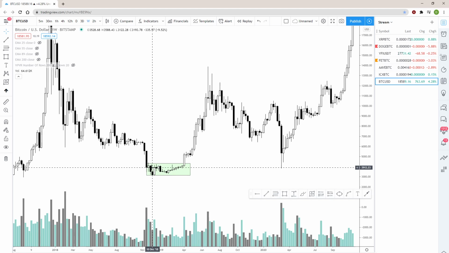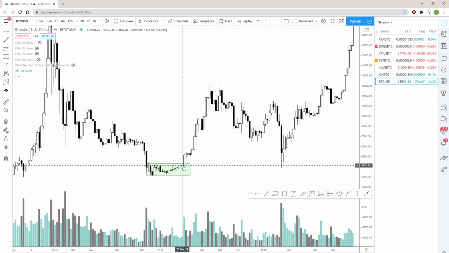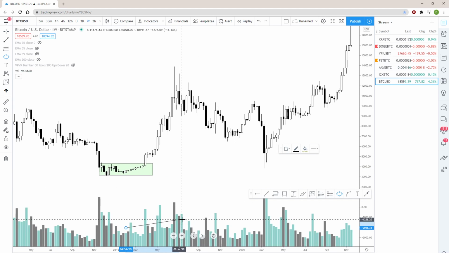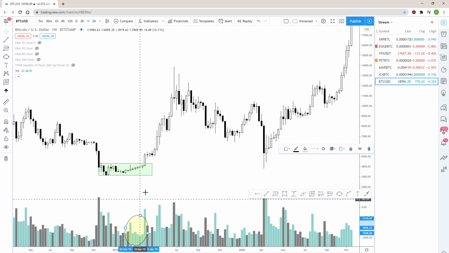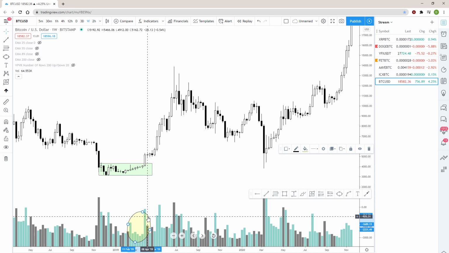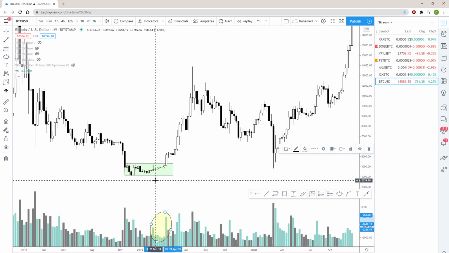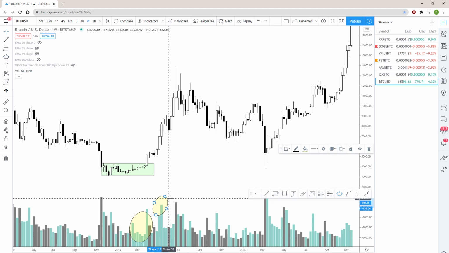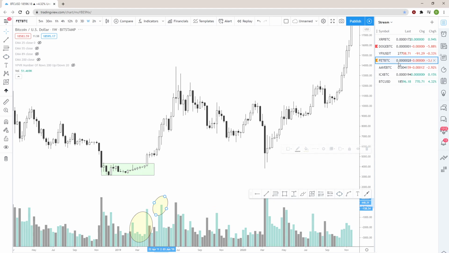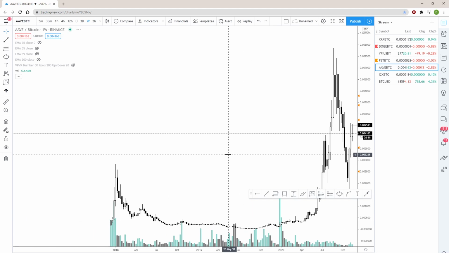Price remained in this tight range from December to March, or I guess April. Lots of buy volume going on, and price really is not moving. That usually means an accumulation bottom. And when it finally starts to move, you see big volume follow up right there. Okay, so that's FET. Here's AAVE.